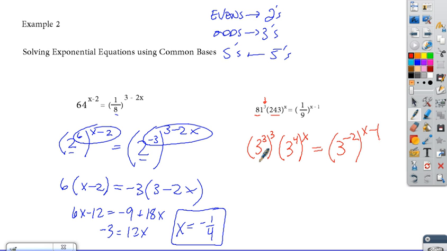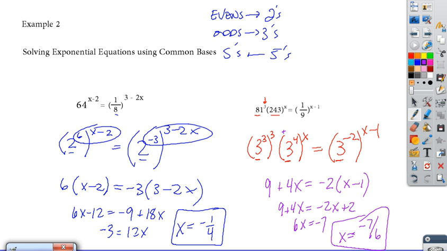Yet again, once I have same bases, I can let the exponents equal each other. Don't forget, though, like bases add exponents. So I'm going to end up with 9 plus 4x equaling negative 2 times x minus 1, and then I want to solve that equation. And I got x equals negative 7/6. Check my work. I'll see you in class.